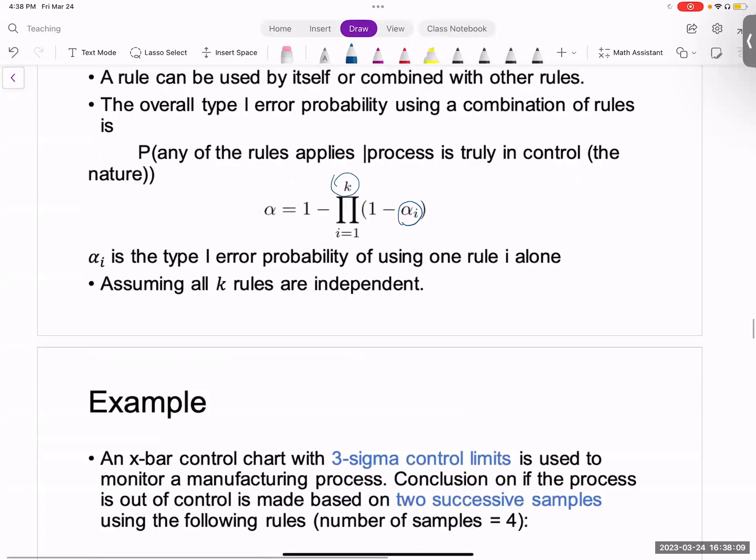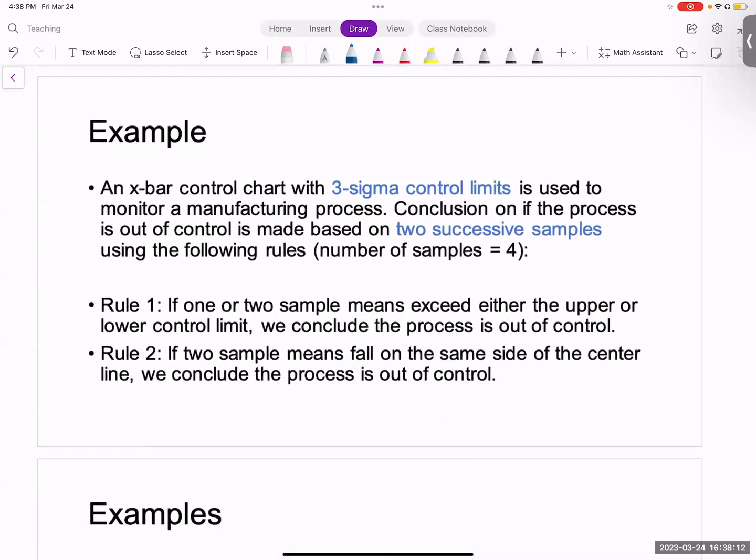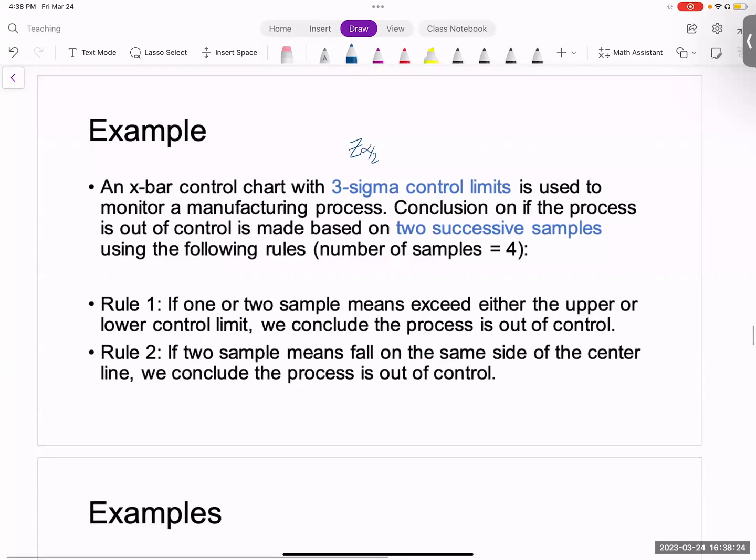All right, now let's dive into solving a problem and see how we can use the formulas that we just studied. The question says an X bar control chart with 3 sigma control limits is used to monitor a manufacturing process. So it's given to us directly that Z alpha over 2 is equal to 3. It's a 3 sigma control chart. Conclusion on if the process is out of control is made based on 2 successive samples using the following rule. So now you see here, we are not just focusing on one sample, we're actually interested in 2 successive samples.